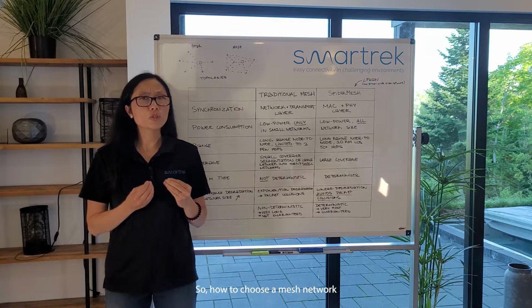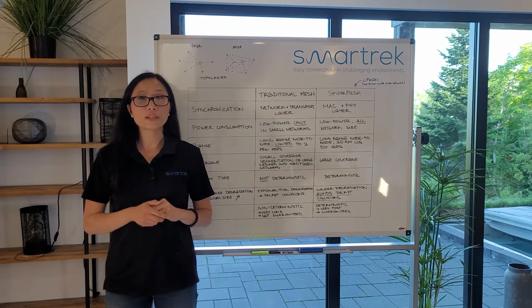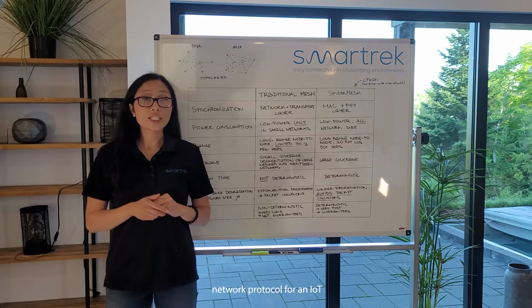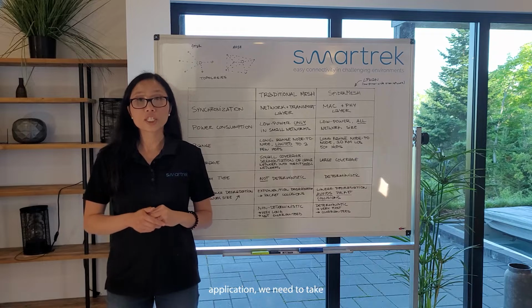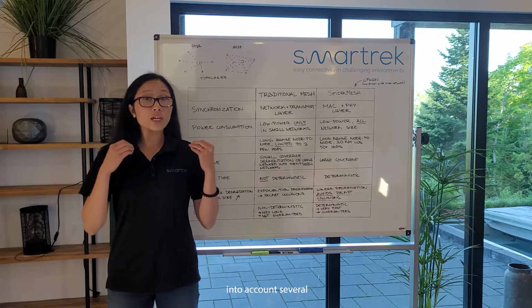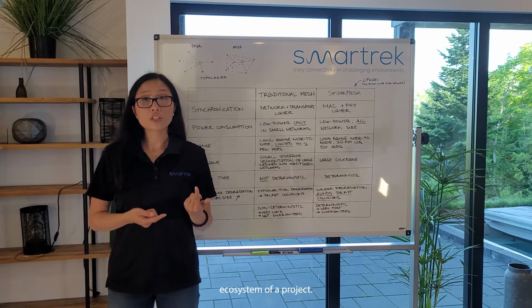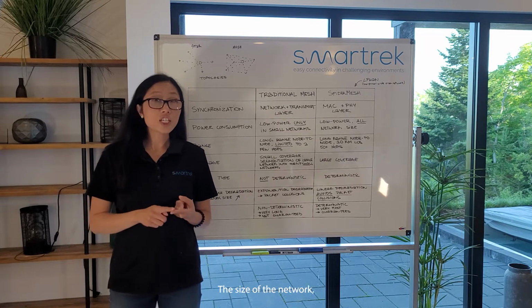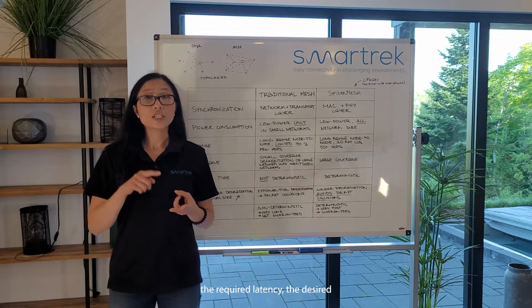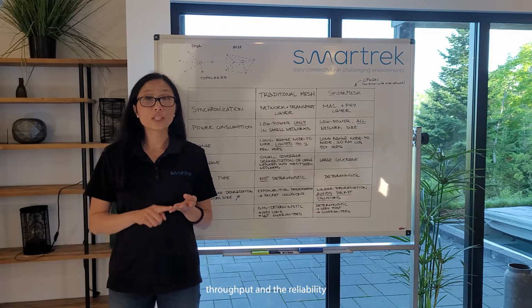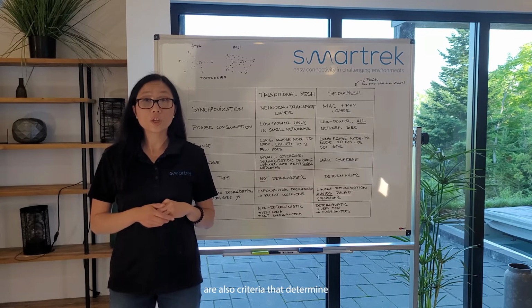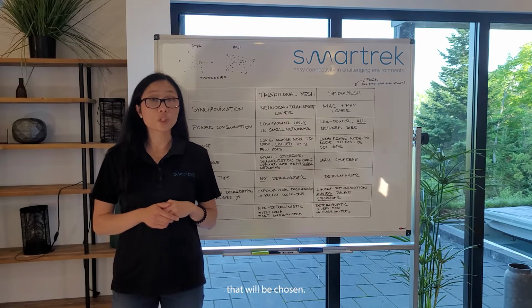So how to choose the mesh network protocol that meets your demand? When it comes to selecting the network protocol for an IoT application, we need to take into account several criteria, like the specific application or ecosystem of a project. The size of the network, the required latency, the desired throughput, and the reliability are also criteria that determine the mesh network protocol that will be chosen.